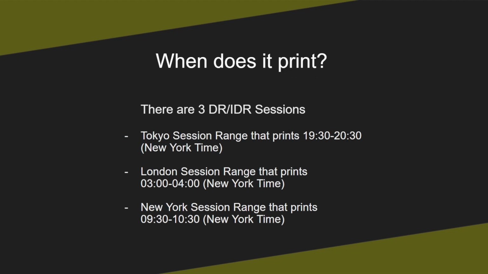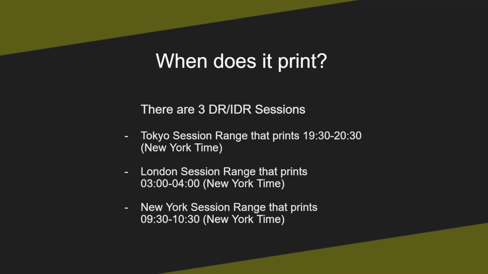There are 3 DR and IDR sessions. The Tokyo session range that prints between 7:30 p.m. and 8:30 p.m. New York time. The London session range that prints between 3 a.m. and 4 a.m. New York time. And the New York session range that prints between 9:30 a.m. and 10:30 a.m. All of these are going to be in New York time.